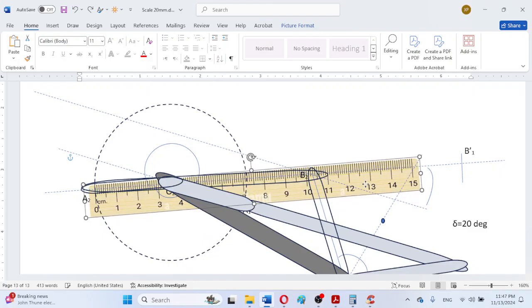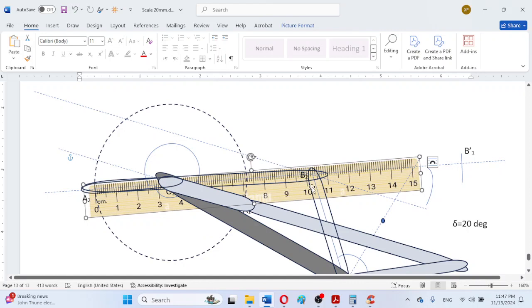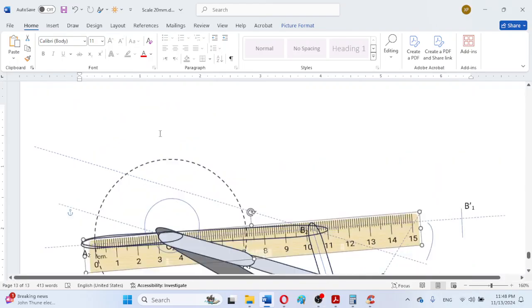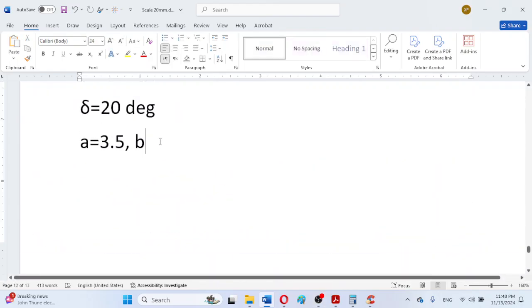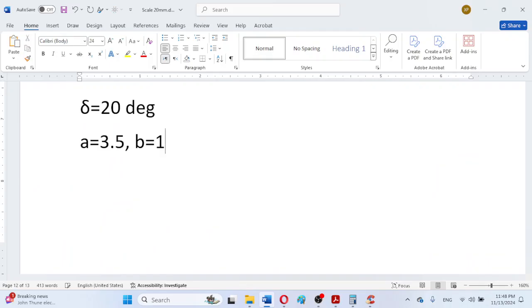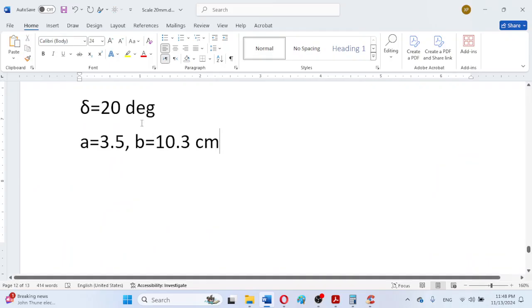So very carefully, the distance is 10, 11, 12, 13. So that is equal to 10.3 centimeter. So the length of the connecting rod comes out to be approximately 10.3 centimeter.